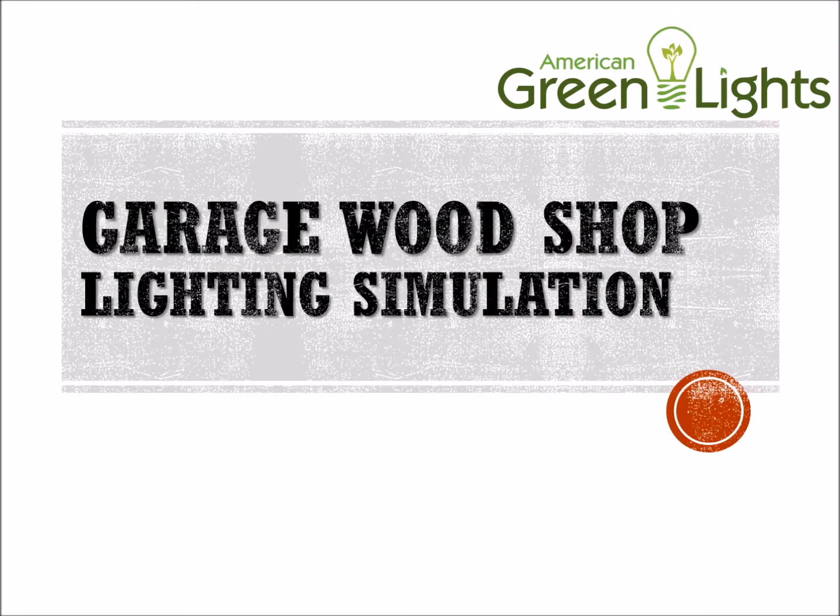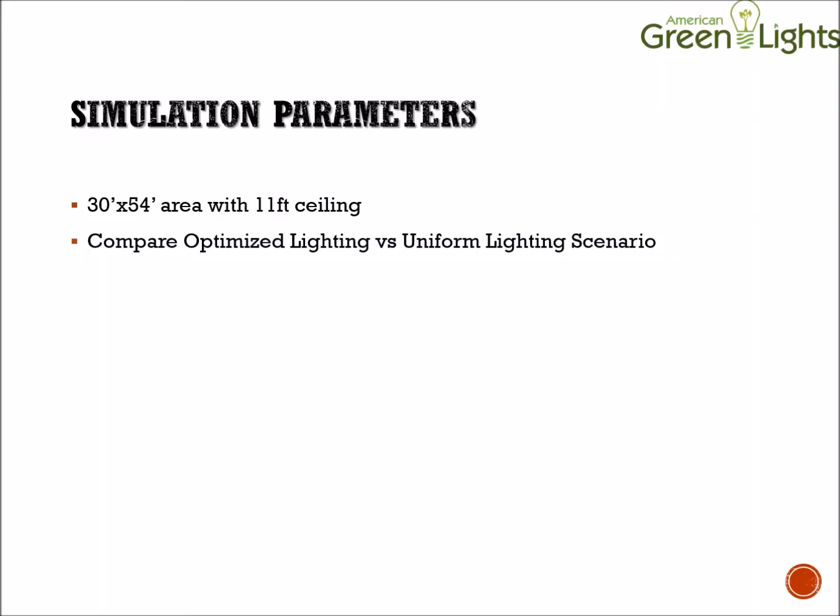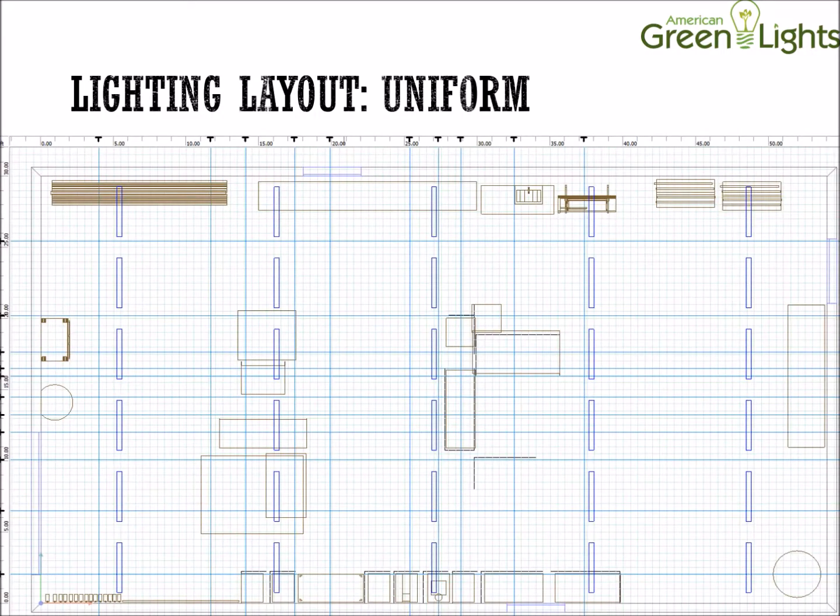Today I'm going to do a quick demonstration of the differences in strategy for lighting your workshop. In one situation, we are looking at lighting the space uniformly, and in another situation we're looking at lighting the same space by optimizing light fixtures and placing them in strategic locations. Now in this situation we've got a 30 by 54 area with an 11-foot ceiling.